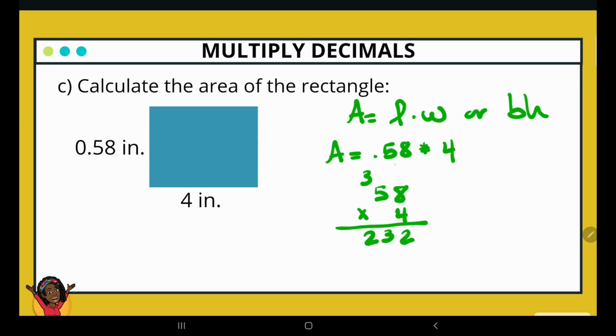Now we go back to our original numbers. We count the number of decimal places. We have 1, 2. So that means I'm going to move that many places in my answer. 1, 2. So that leaves me with a final answer of 2.32. My unit is inches, and we know whenever we find the area, it's inches squared.